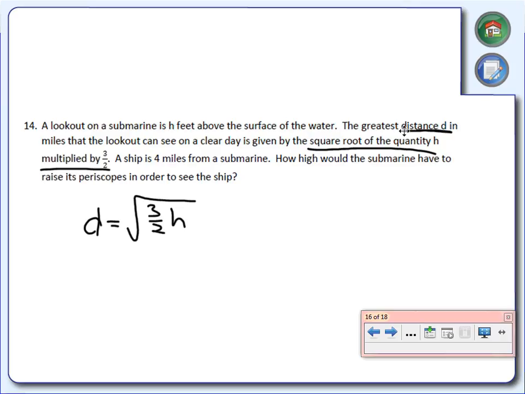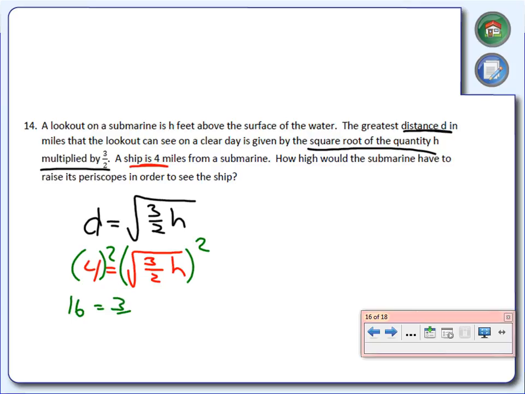And that question was, a ship is 4 miles from a submarine. How high are we going to have to raise the periscope? All right, so we know the distance is 4 miles. So I'm going to replace the d with 4. The question is, how high do I have to raise the periscope? So here's what we're working. So I need to solve for h. So I'm going to go ahead and square both sides. 4 squared is 16. If I square this side, I have 3/2 h.